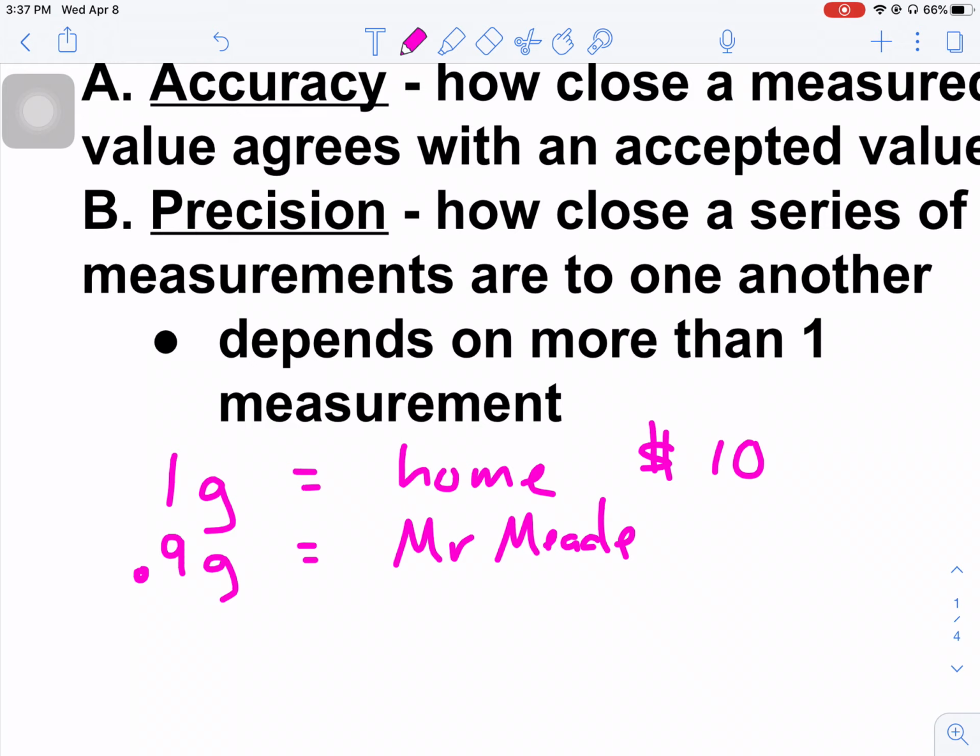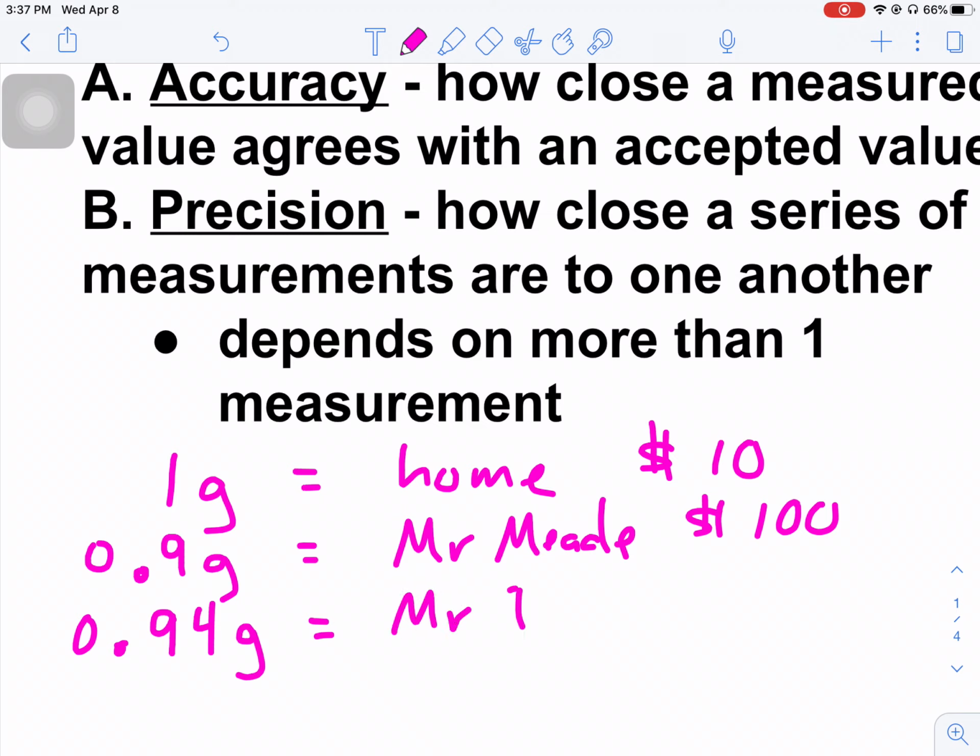So your home scale only goes to the nearest gram, but Miss Mead has a scale that goes to the tenth of a gram, and maybe the scale costs $100. But then you realize you want a more specific answer, so you go see Mr. Burkhart, and he's got a scale in his room, and it goes to 2 decimal places. So Mr. Burkhart's scale is the most precise and is probably also the most expensive. I think our scales cost about $250 a piece. So in the case of measurements, precision is the number of decimals or the degree to which your answer is given. A home scale might go to the nearest 1 gram.